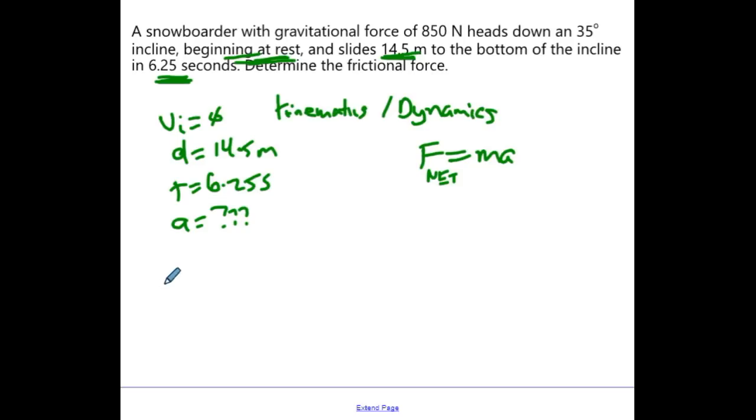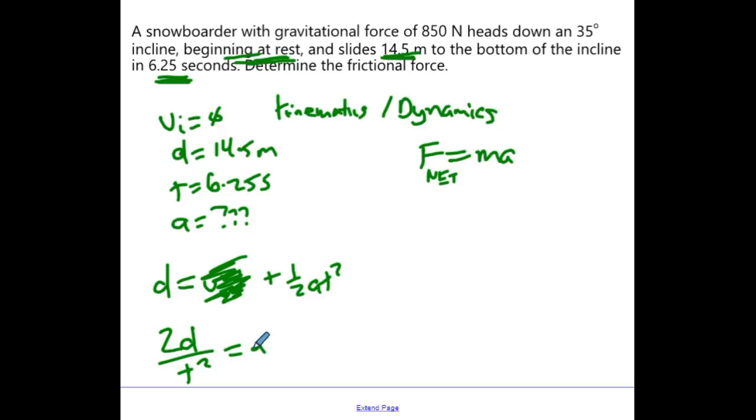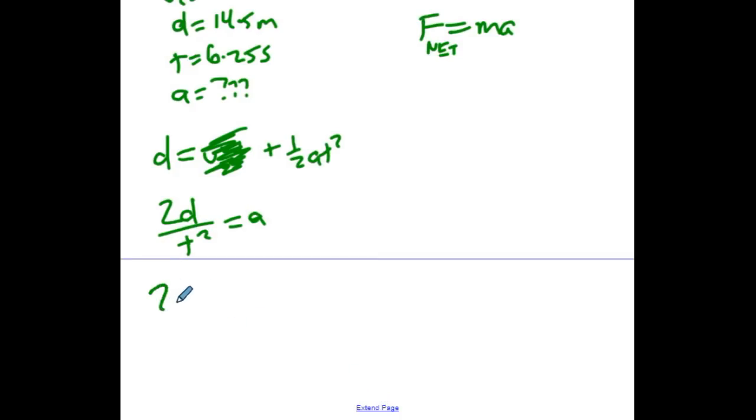I'm going to use a kinematics formula, d equals vit plus 1/2 at squared. Velocity initial is nothing. I'm going to get rid of it. And to solve for the acceleration, it's going to be 2 times d divided by t squared. That'll be my acceleration. I'll plug in numbers later. Actually, no, let's find that number. I take it back. Let's find that number.